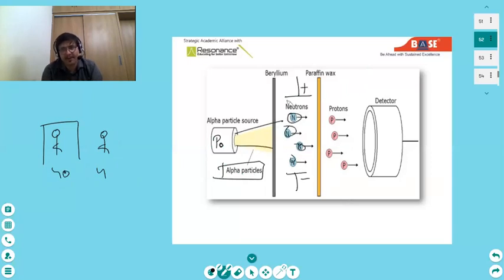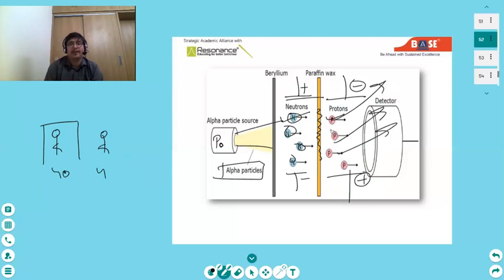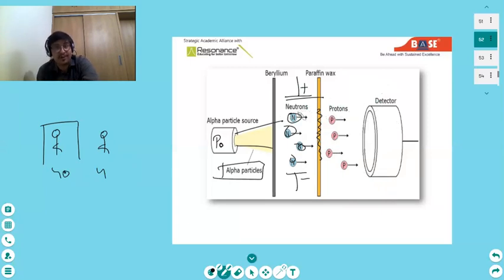When electric plates are there, no deflection. When it hits the paraffin wax, since the masses of neutron and proton are comparable, with neutron slightly more, the protons are knocked out. Now when I put an electric plate with negative and positive terminals, the proton moves towards the negative, and that is detected. So it tells that the proton is positively charged and the neutron is neutral. Therefore, the neutron was discovered by James Chadwick. The name was also given by him.